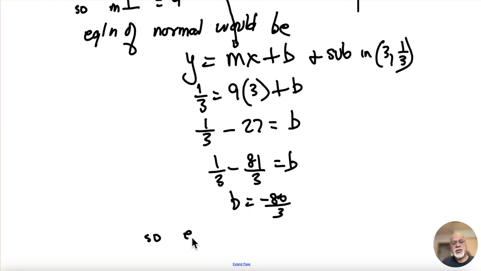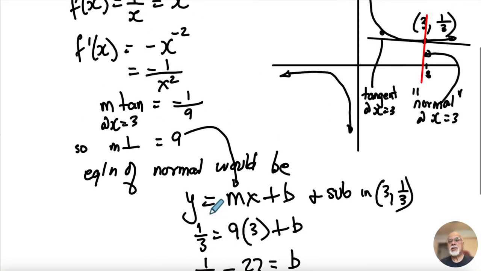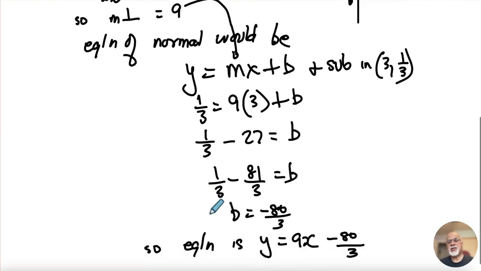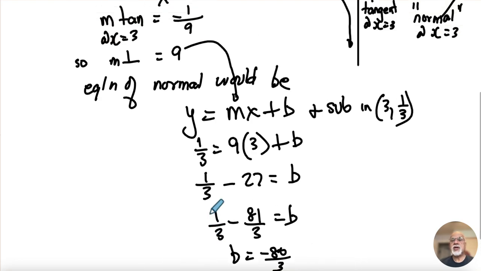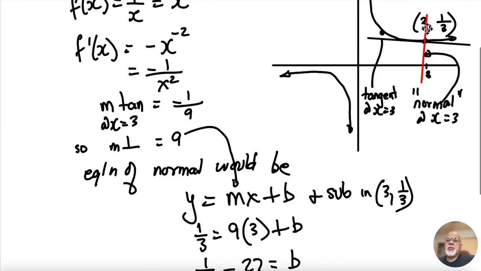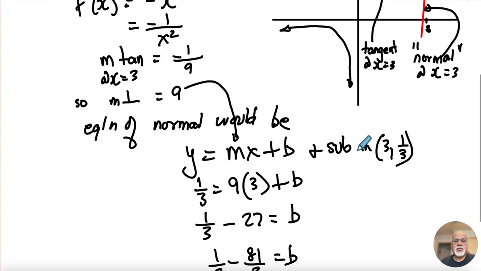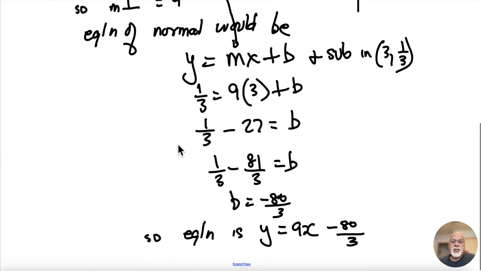And so the equation is y is equal to m, which we said was 9, x minus 80 thirds. Now, minus 80 thirds is way down there on the y-axis. And you could see that would happen because this red line would continue going downwards and hit the y-axis quite far down, despite my graph being relatively crude. Anyhow, that's how you find the equation of a normal.